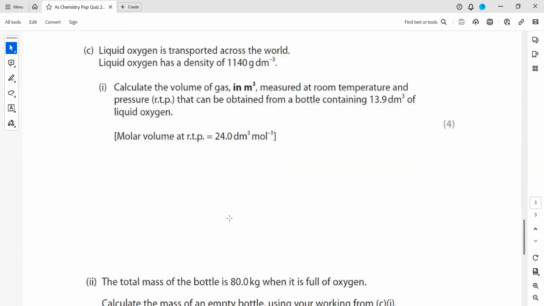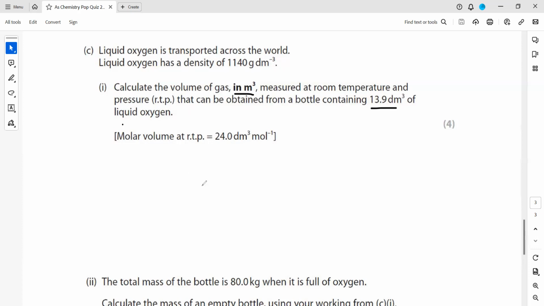Next: liquid oxygen is transported across the world. The liquid oxygen has a density of 1140 grams per decimeter cube. In the exam, there will be a periodic table. Calculate the volume in meter cube that can be obtained from a bottle containing 13.9 decimeter cube of liquid oxygen.